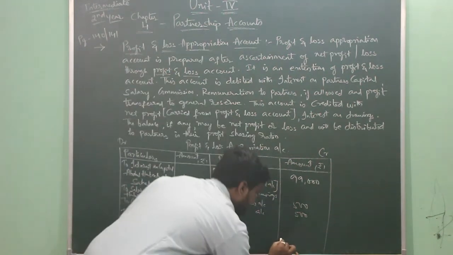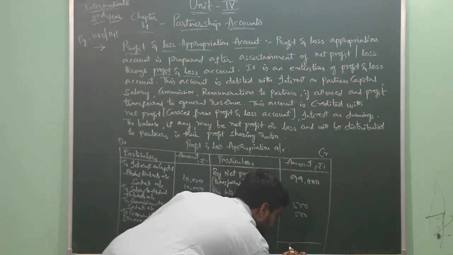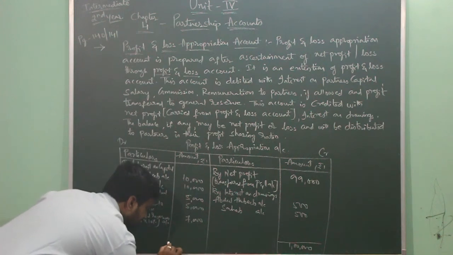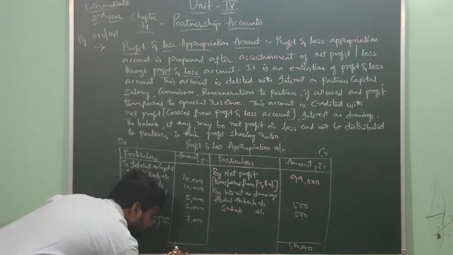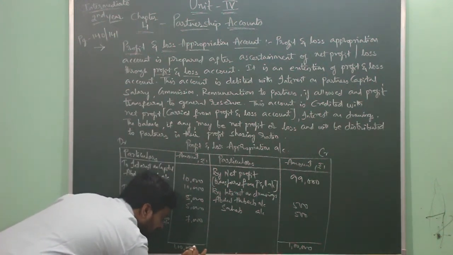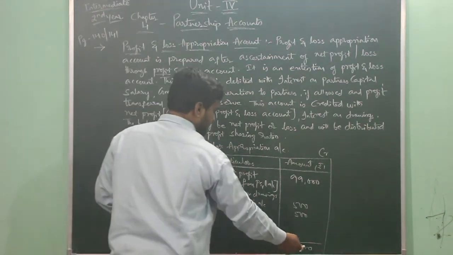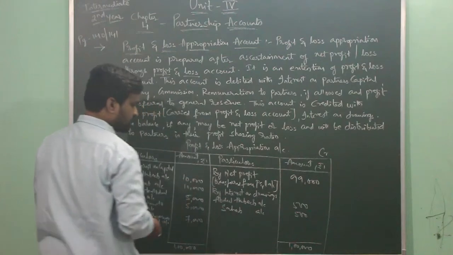Now you will be balancing it. Here the total is 1 lakh rupees, whereas here the total is 37,000 rupees. But still you will be writing the highest total on both the sides as 1 lakh and 1 lakh. So 1 lakh will be recorded on debit side of profit and loss appropriation account. 1 lakh will be recorded on credit side of profit and loss appropriation account.